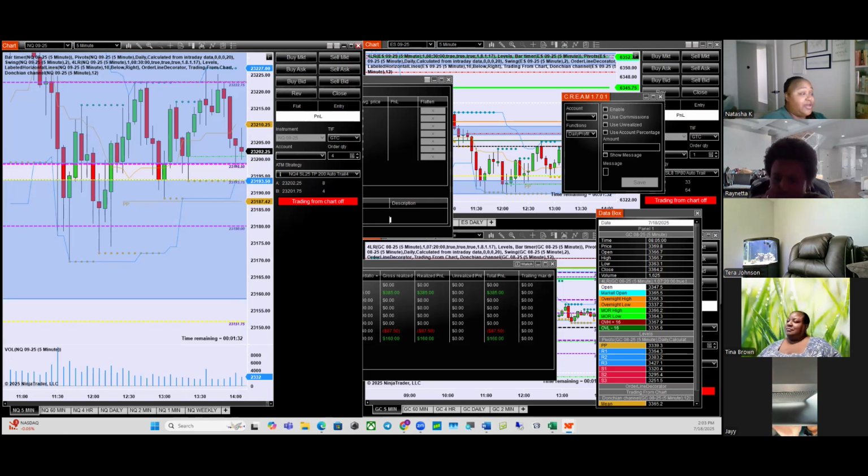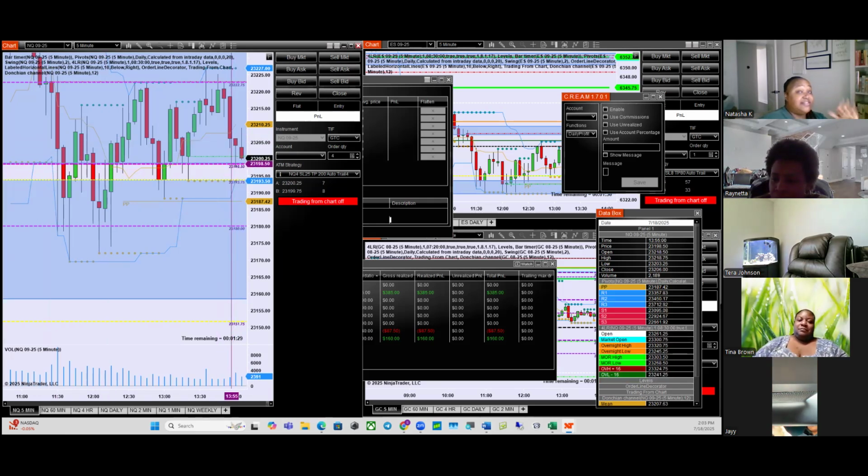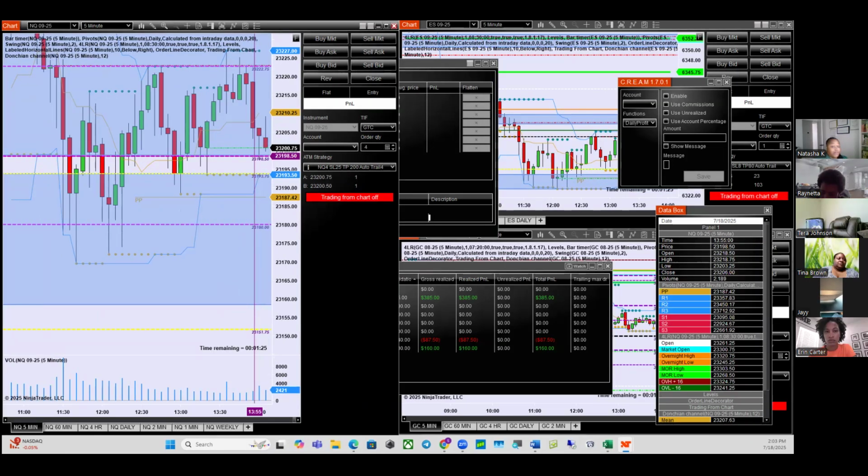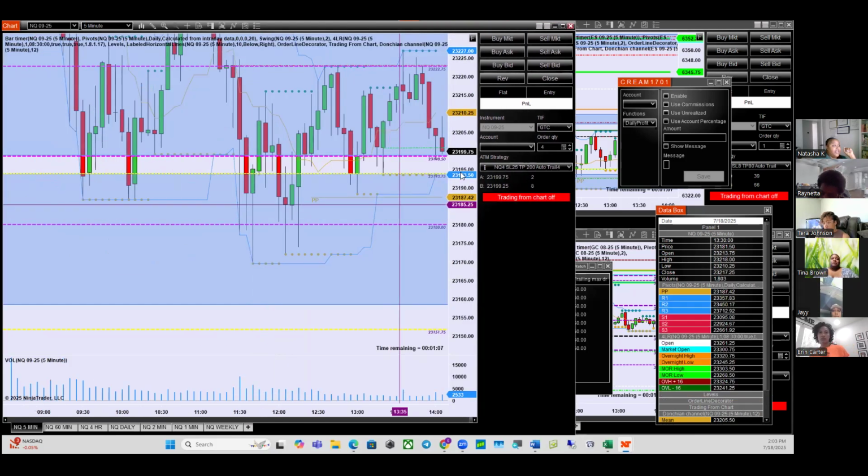Okay, for NQ, and this is minis, so the full size NQ contract, it is $5 a tick. And there are four ticks in a point for NQ, so it is $20 a point. When you see on my screen now, you can see the price moving, and it goes in 0.25 increments. So each tick is worth $5 and one full point is worth $20.